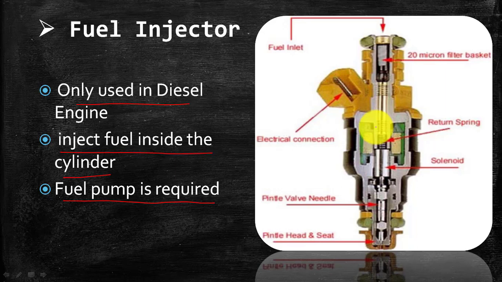The process of making the fuel droplets into small particles is called atomization. So this is the reason sometimes this fuel injector is also known as an atomizer. So this is about the fuel injector. We will discuss the detailed process and working principle of the carburetor and fuel injector in the next subsequent videos. Okay.